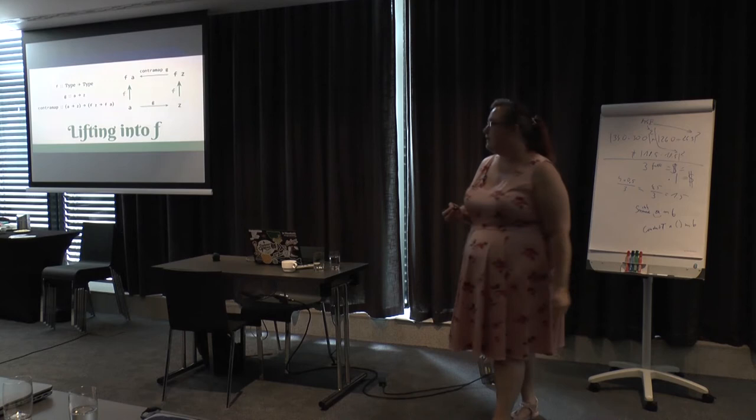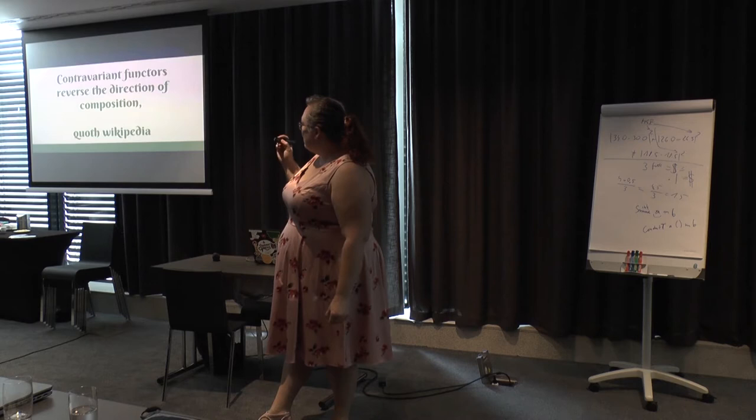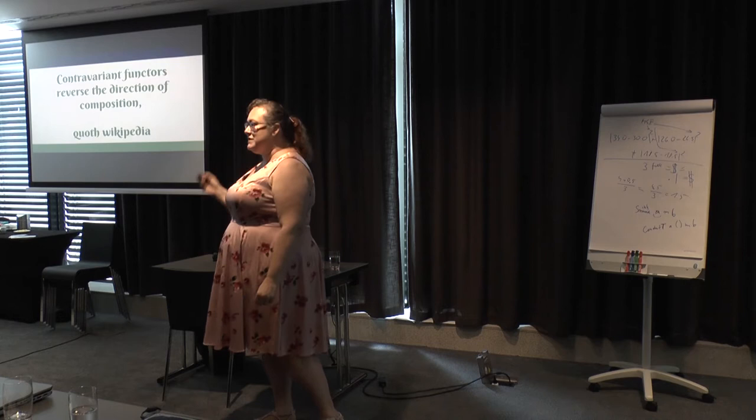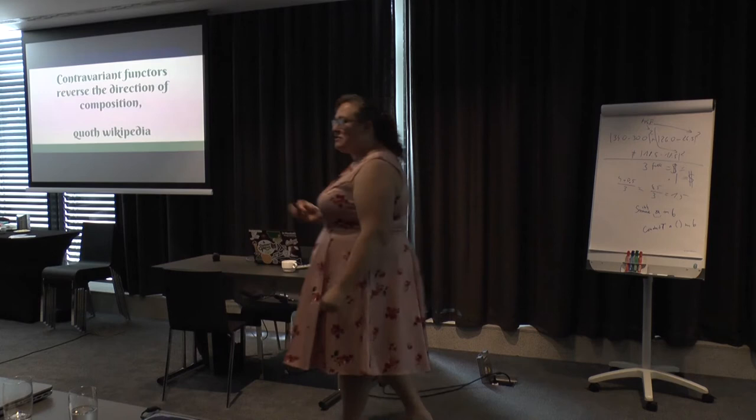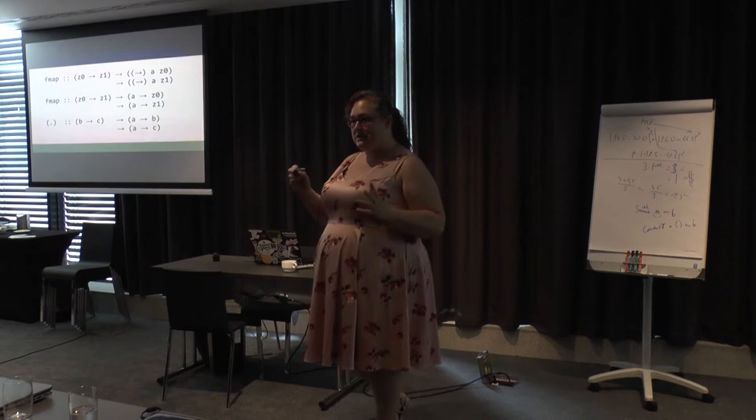So when I first started learning about contravariant, I did what everybody does when they're trying to learn some kind of difficult math, and I looked it up on Wikipedia. And Wikipedia said, contravariant functors reverse the direction of composition. Now, function composition is something we're quite familiar with, right? Oh, that happened really fast. We talked about how the regular functor instance with functions is the same thing as function composition.